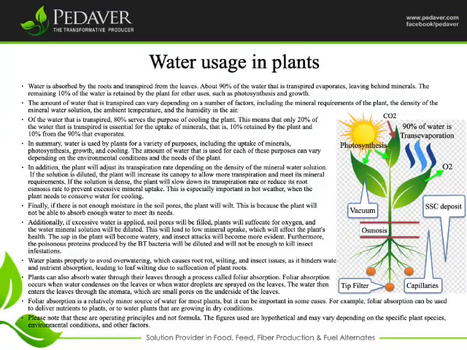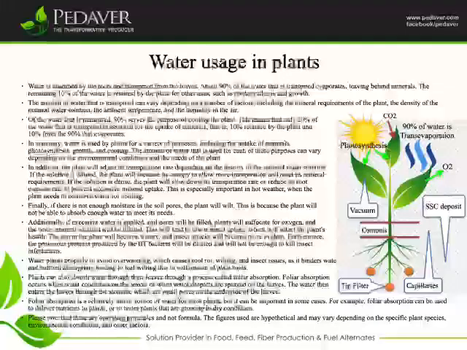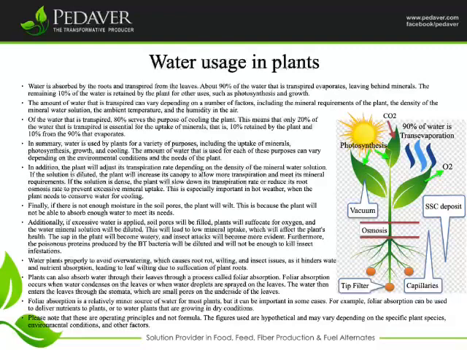Plants can also absorb water through their leaves through a process called foliar absorption. Foliar absorption occurs when water condenses on the leaves or when water droplets are sprayed on the leaves. The water then enters the leaves through the stomata, which are small pores on the underside of the leaves. Foliar absorption is a relatively minor source of water for most plants, but it can be important in some cases.